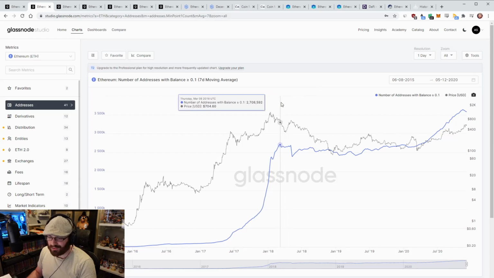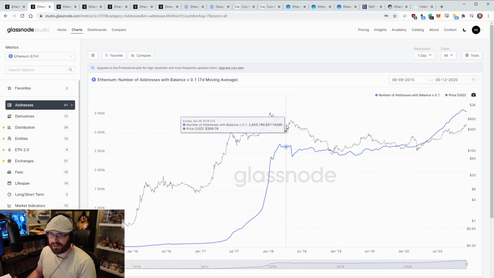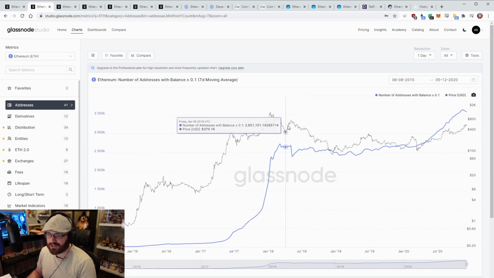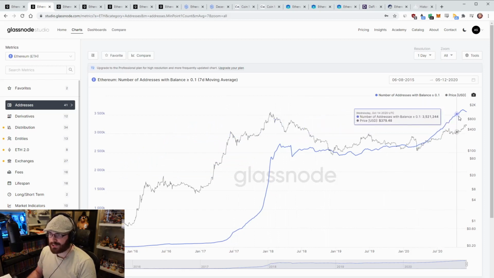So you can actually see through basically the entire bear market of 2018 and 2019, this barely moved, right? Even though the price did a bunch of different things here, the amount of people holding 0.1 ETH or more stayed relatively flat, right? Whereas 2017, we obviously saw an explosion because that was kind of Ethereum's year. But we're seeing the same thing play out in 2020.